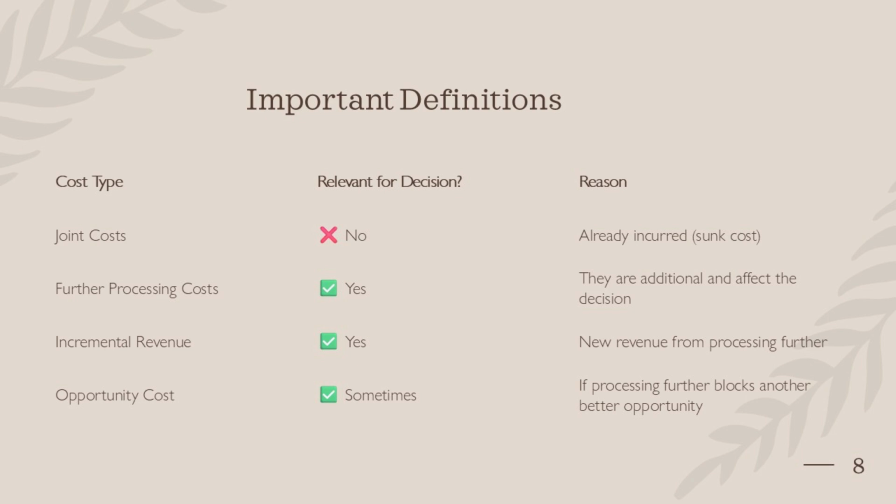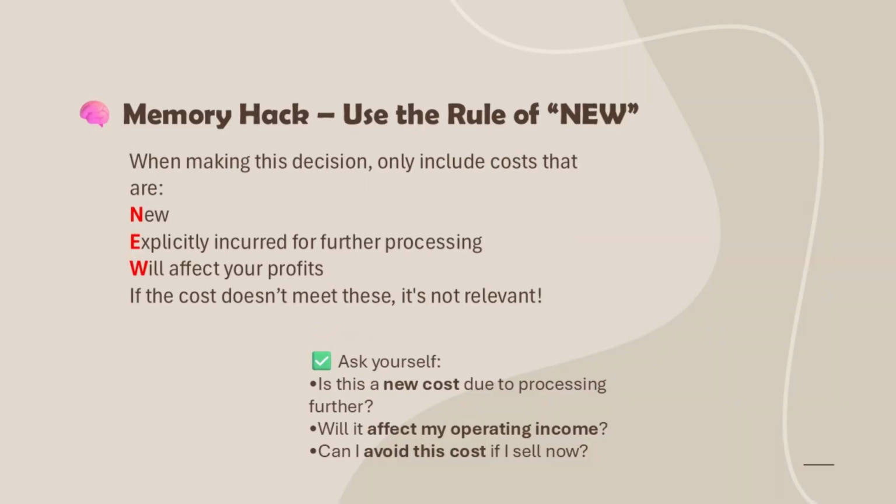Memory hack. Use the rule of new. When making this decision, only include costs that are new, explicitly incurred for further processing, and will affect your profits. If the cost doesn't meet these, it's not relevant. Ask yourself, is this a new cost due to processing further? Will it affect my operating income? And can I avoid this cost if I sell now?